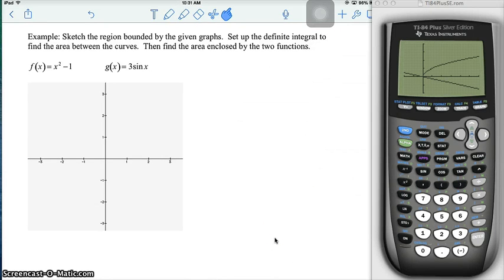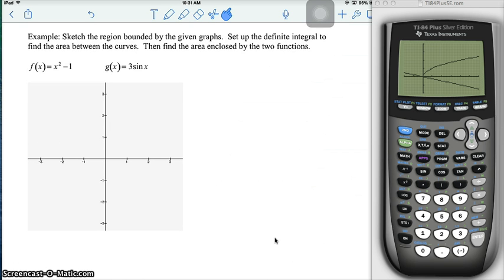Hi guys, this is the second video of AP Calculus on the topic of area between two curves. Okay, this is the third example question. As you can see, I didn't touch my calculator on the right hand side.